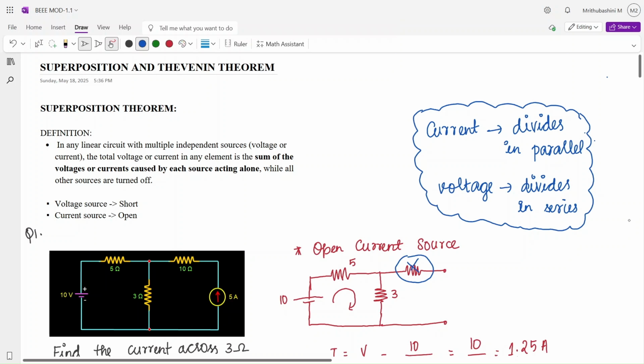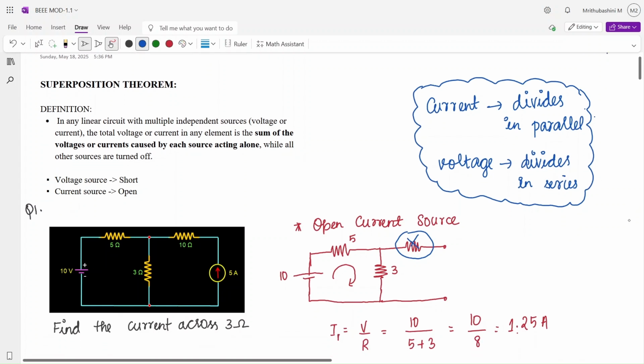Today we'll discuss two important theorems. One is the superposition theorem and another one is Thevenin's theorem. So let's get started. We'll start with the superposition theorem.